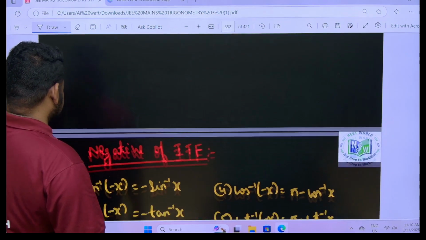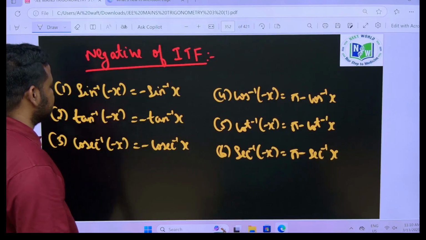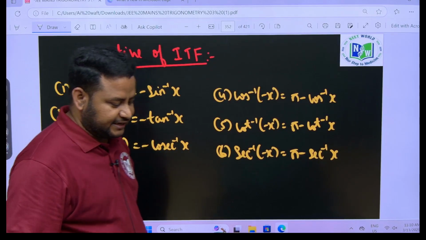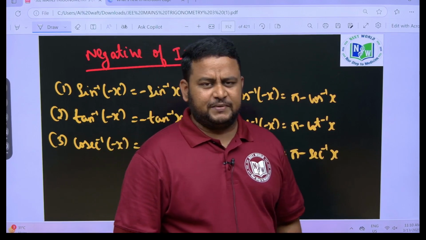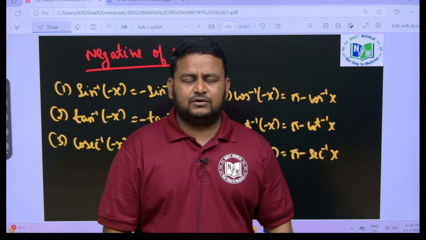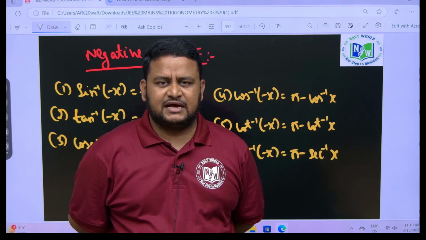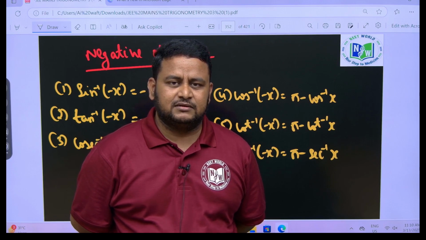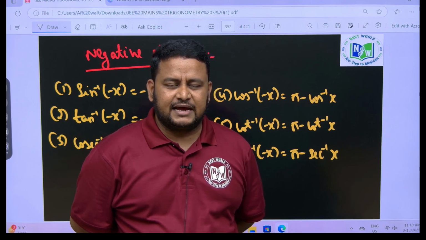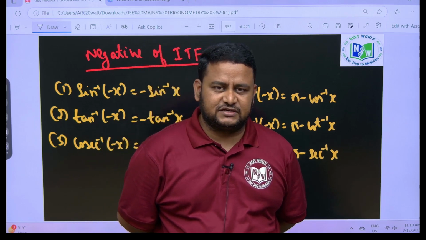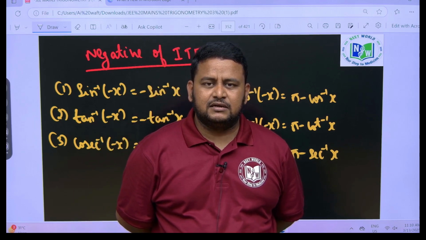If we are going to that question, let us see negative of inverse trigonometric functions. See here friends, I told you a trick, be it range, domain, graph, whatever. Sin inverse of x, cosec inverse of x, and tan inverse of x behave similarly. They can be grouped into one. And another group is cos inverse of x, secant inverse of x, and cot inverse of x.